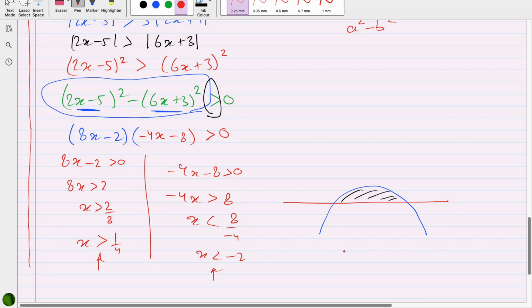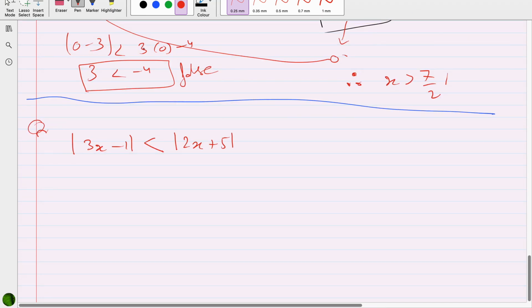Now I'm going to write these two numbers. Negative 2 and 1 by 4, and it gives me a combined answer. Shaded area is my answer. So minus 2 is less than x is less than 1 by 4. Any confusion? Okay, this is the next practice question.